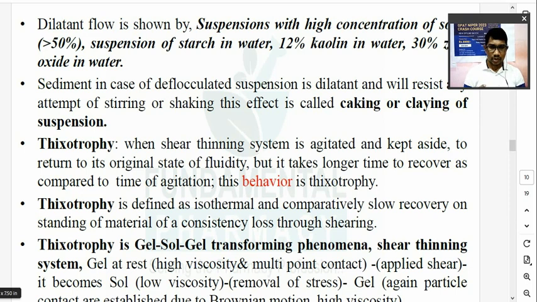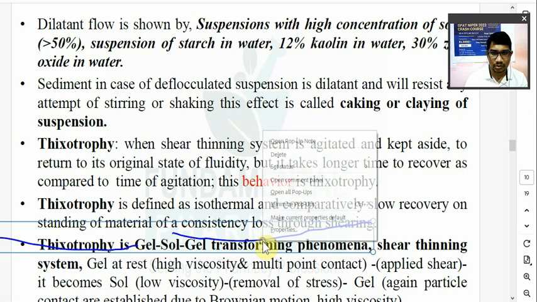So the consistency of the material, which is lost due to the shearing stress, or due to the agitation or stirring, should return to its original state of fluidity within a particular time. But if that time is more than the stirring time, this behavior is known as thixotropic behavior. Thixotropy is nothing but the isothermal and comparatively slow recovery on standing of a material of which consistency is lost by shearing. So remember this about thixotropy.